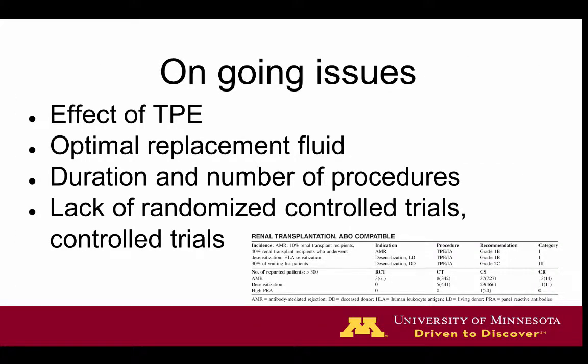So some of the ongoing issues with getting at if TPE is effective is determining the optimal replacement fluid. Should we use albumin? Should we use plasma? Whether TPE is actually having an effect in the treatment, or whether it is in combination or simply because of the other modalities such as the new immunosuppression medication. The number of procedures necessary to treat an episode of rejection. And of note, I included this picture from the previous slide.